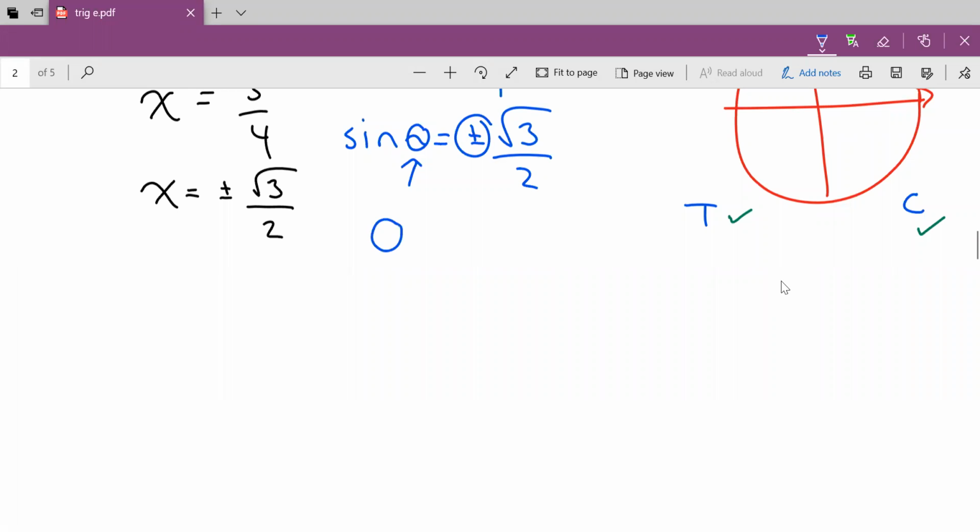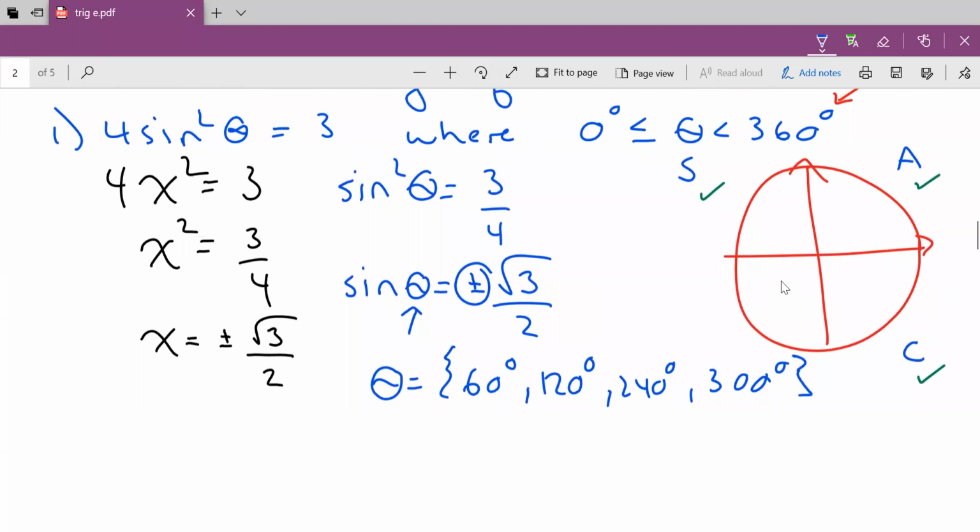So our solution is theta is 60 degrees, 120, 240, and 300 degrees. And I'm just going to put that in a solution set. So look again at what we did. We essentially did the same thing we did in grade 10 or grade 11. Just now we have a different function. Instead of a function of x, now we have a function of sine theta. It's the same idea. All right, let's try another one of these.